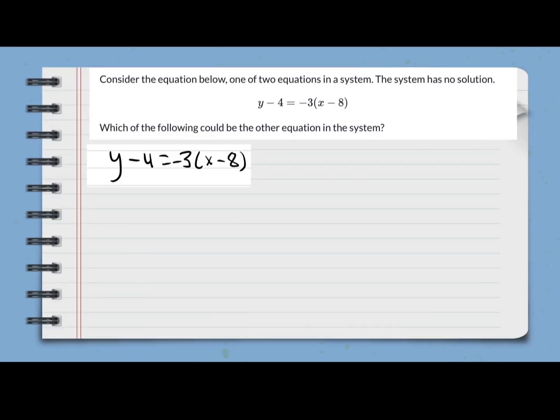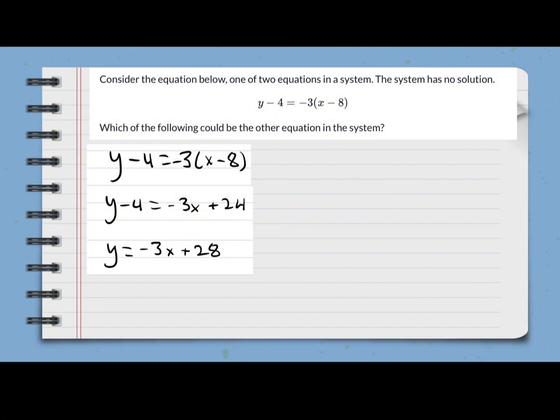Okay, so we start off with our equation, and we just simplify. You'll end up with y equals negative 3x plus 28. Now, that's exactly the same as option B, but that would make it infinitely many solutions, so that would make B incorrect. So instead, we should just move x to the other side, and we should see what we would work with.